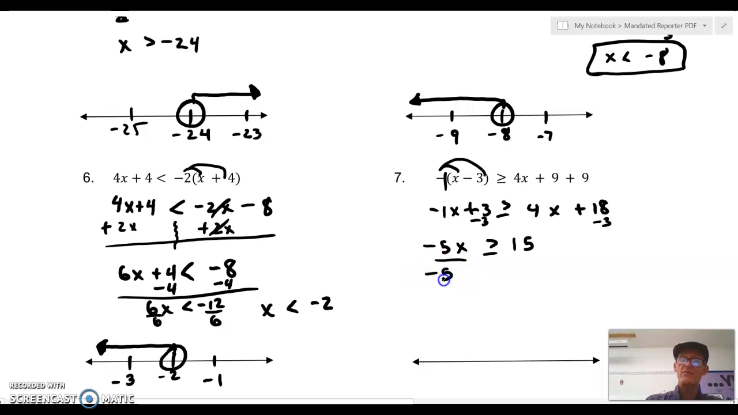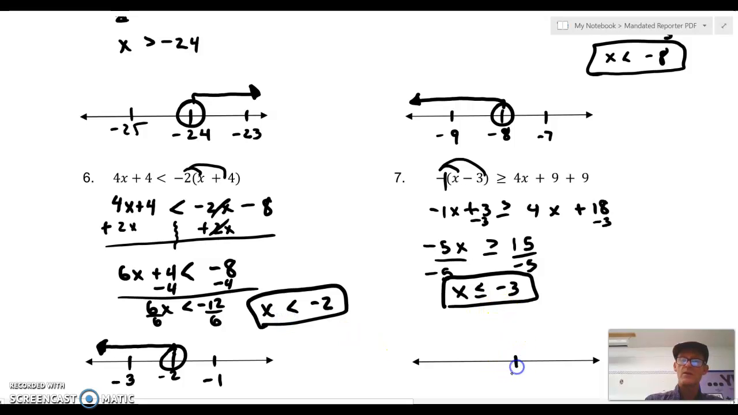Divide by negative 5. Oh boy, that's a negative. So x less than or equal to negative 3 is what I get for the solution. Let me put a box around that one too. Negative 3 is here. Negative 2, closer to 0, bigger number. Negative 4 is here. I'm going to put that point on negative 3, and all the x's less than or equal to negative 3 are to the left of negative 3.